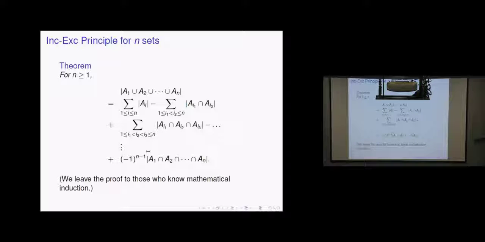And then you have to include the intersection of triples, then exclude the intersection of quadruples, and then include, exclude, all the way, depending on whether n is even or odd. The last term will be the intersection of all of them. If you are good at math, you know what mathematical induction is, so try it. But in general, it looks like this.